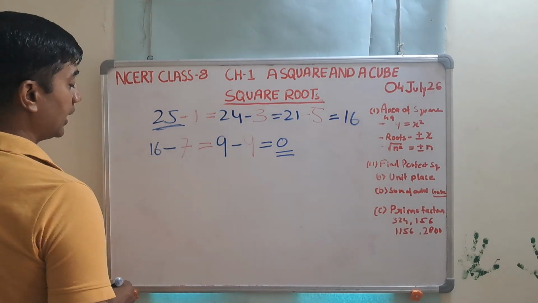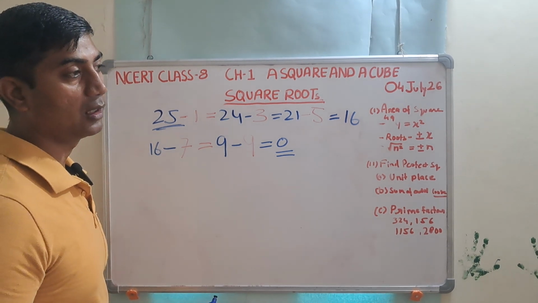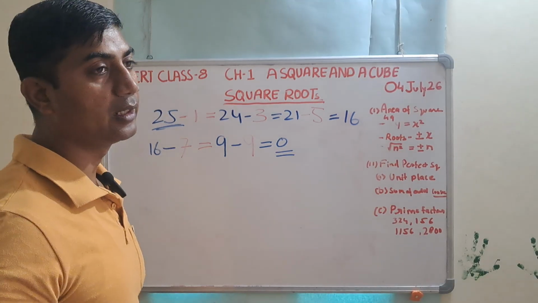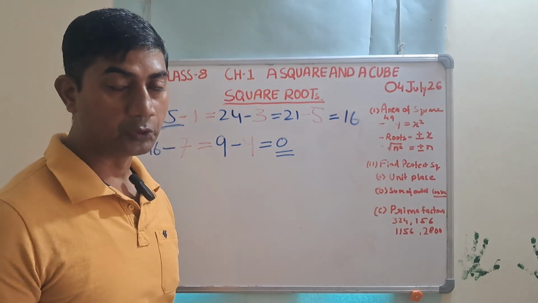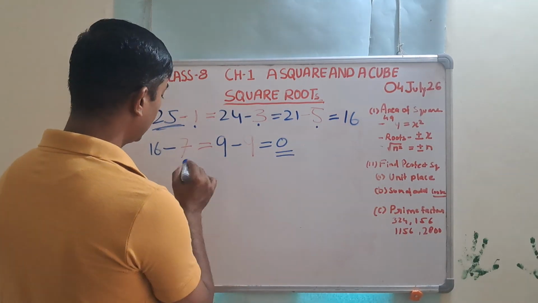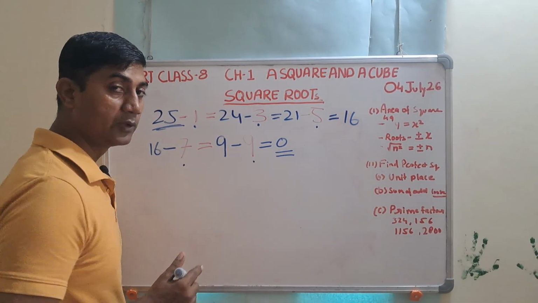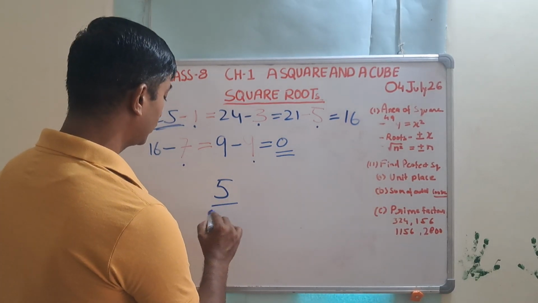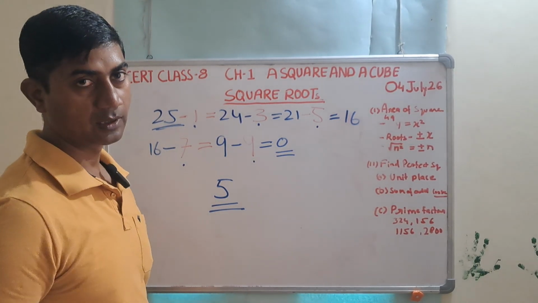Understood? And which number is the square root of that number? You have to find out how many successive odd numbers you have used. 1, 2, 3, 4, 5. You have used 5 successive odd numbers. It means 5 is the square root of 25.